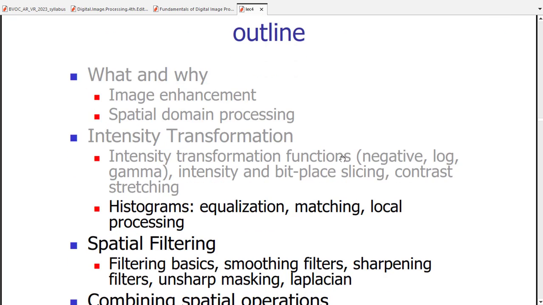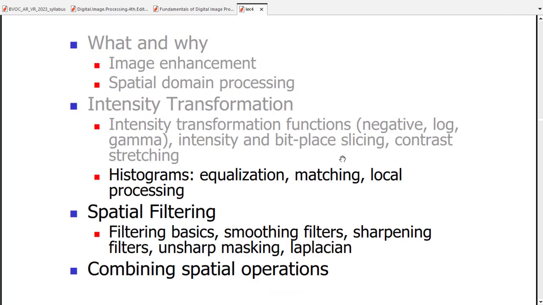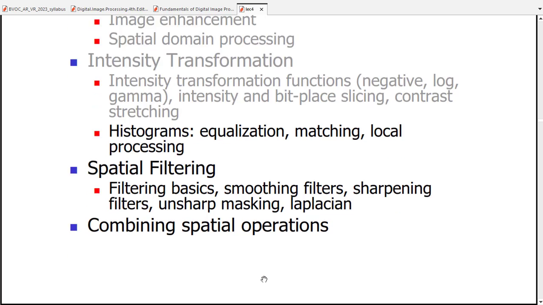To compare with all of these, you will see the compressed image. So here, image enhancement in spatial domain processing covers intensity transformation and intensity transformation functions based on negative, log, gamma, bit plane slicing and contrast stretching, histogram equalization and matching, local processing, spatial filtering, especially smoothing filtering and sharpening filtering, unsharp masking, Laplacian, and combining of spatial operations.